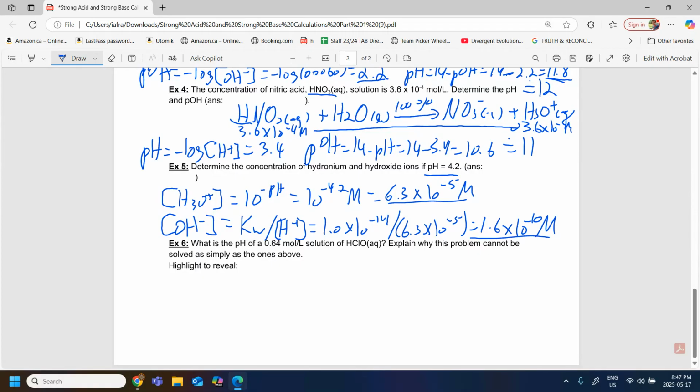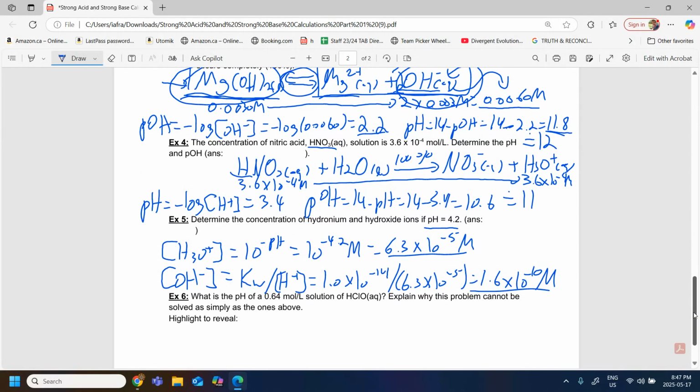And I just want to double check that to make sure it worked out. So we have 10 to the power of negative 4.2. So we have 6.3 times 10 to the power of negative 5. That's good. Then I'm going to do 1 times 10 to the power of negative 14, and I'll divide it by the answer to get 1.6 times 10 to the power of negative 10. And if you multiplied that back with your 6.3 times 10 to the power of negative 5, you would get very close to the 1.0 times 10 to the negative 14.